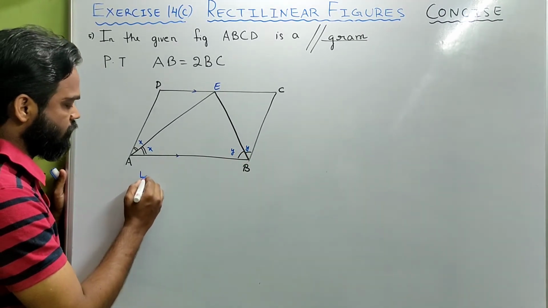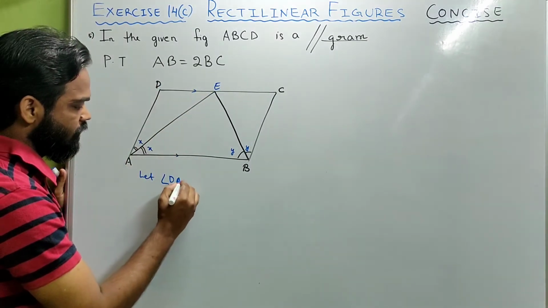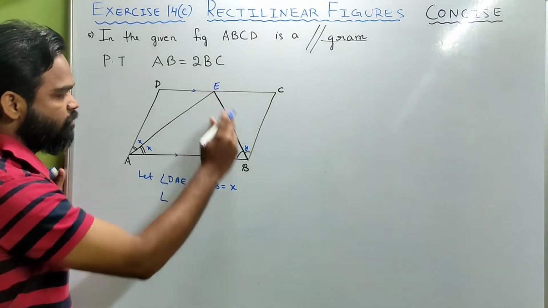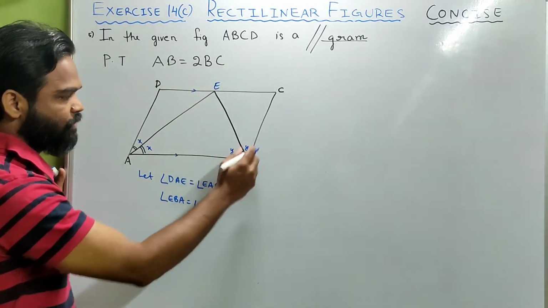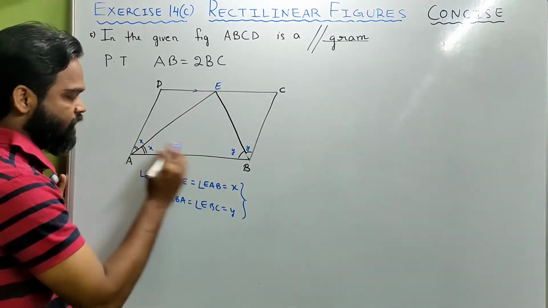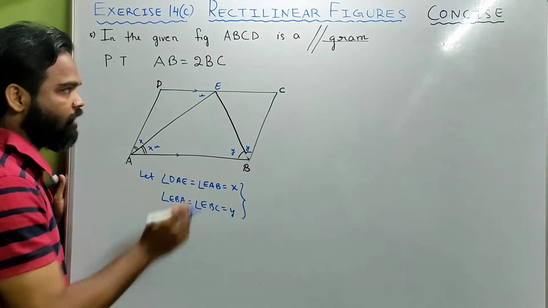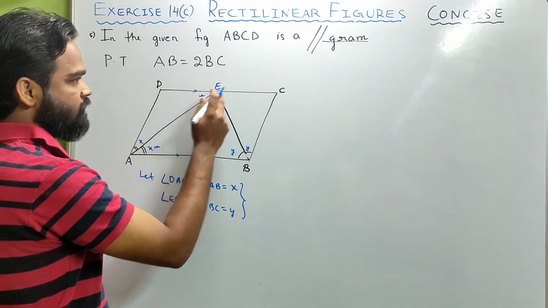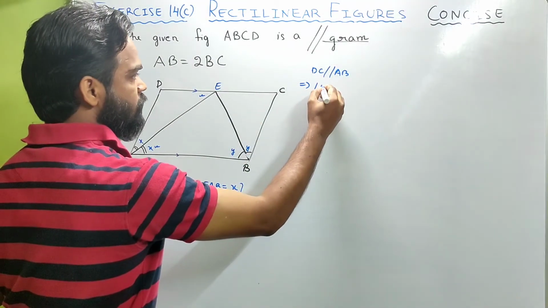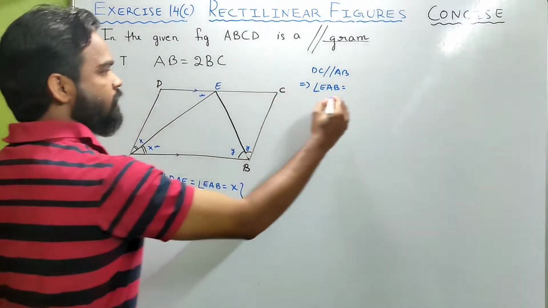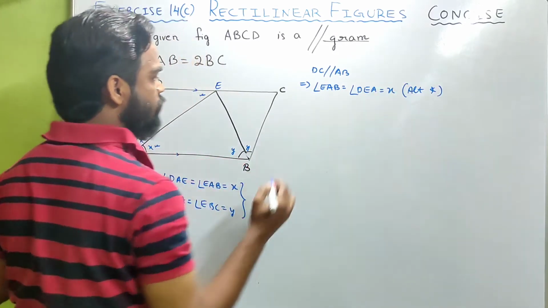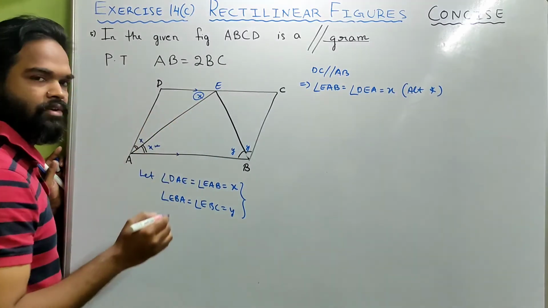Now, look carefully. Let angle DAE is equal to EAB is equal to X, and EBA is equal to EBC equals Y, assumed. Now look at this angle EAB, which means this angle and this angle. They are interior alternate angles because DC is parallel to AB. So DC is parallel to AB simply means that angle EAB will be equal to DEA, will be equal to X degree each. Why? Alternate angle. Always give the reason, okay? So we got this angle as X degree.